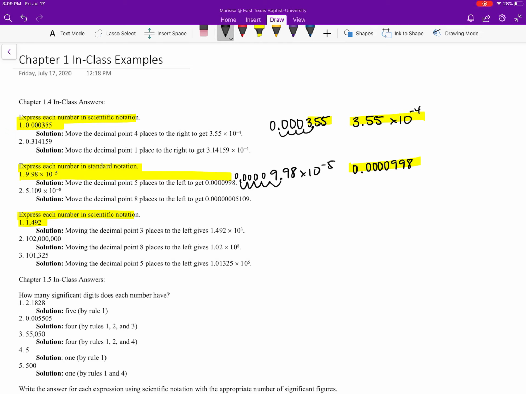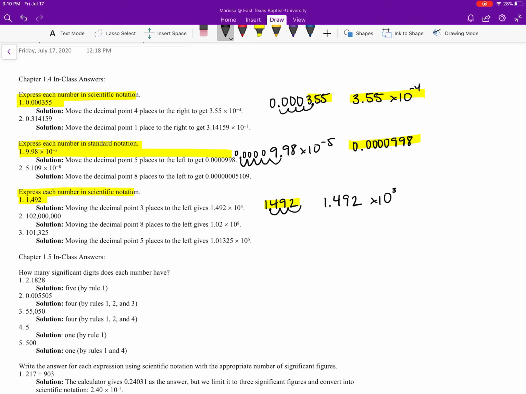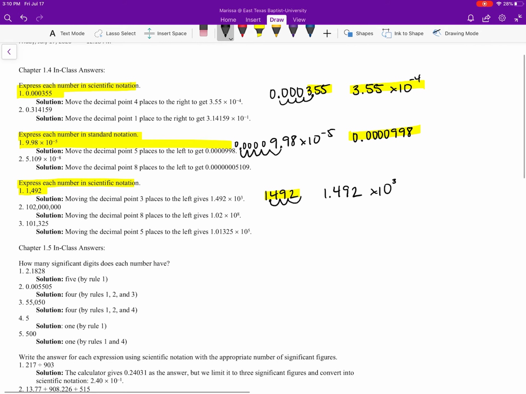So those were really small numbers with negative exponents, but now we're going to practice writing a larger number in scientific notation. So the number is 1492. So I'm going to move the decimal place over until the decimal place comes right after the first non-zero number, which is 1. I'm going to write out all of the significant digits, which we will talk about, times 10 to the positive 3, because I moved that decimal place over to the left, which indicates a larger number, which will be reflected by a positive exponent.